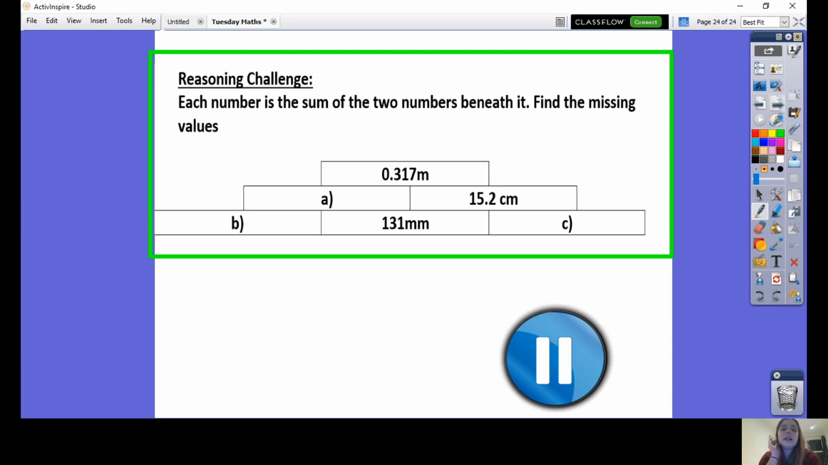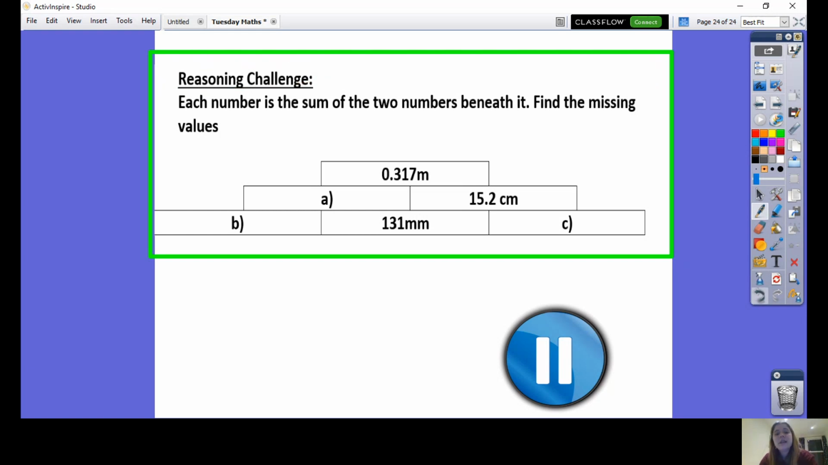Okay, you've done really well so far. This last little question that I'm going to put on the end is a reasoning challenge. I'd like you to have a go at it, but please do not worry if you find it tricky. I'll talk you through what to do, but I'd like everyone to have a go. You're going to write the subtitle Reasoning Challenge on your piece of paper.